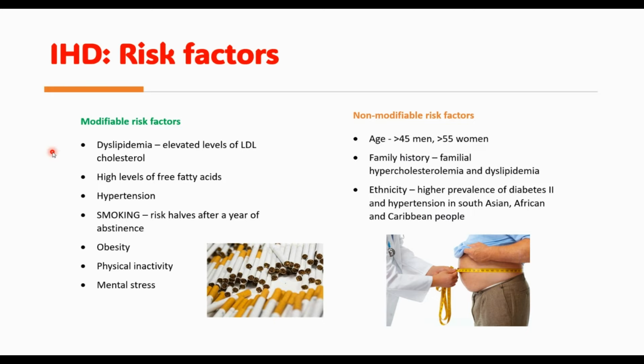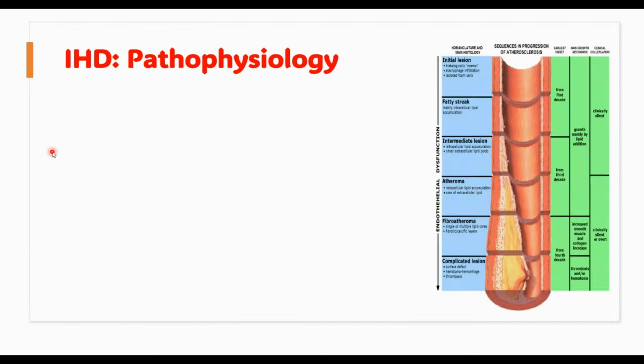So age, unfortunately, you can't slow or stop the aging process. Family history, so conditions such as familial hypercholesterolemia, dyslipidemia, and then ethnicity. So there's a higher prevalence of type 2 diabetes mellitus and hypertension in South Asian, African, and Caribbean people.